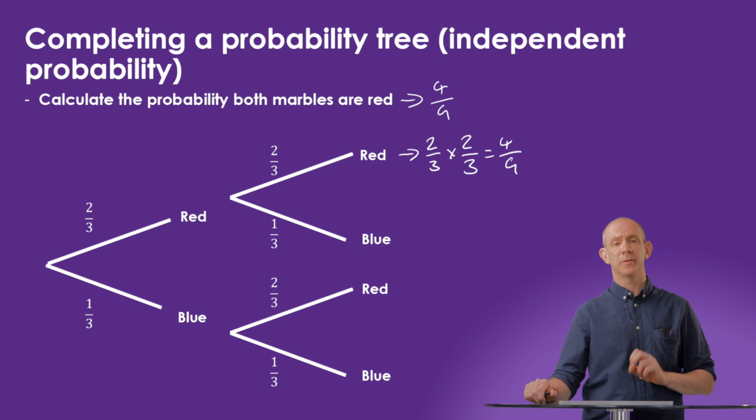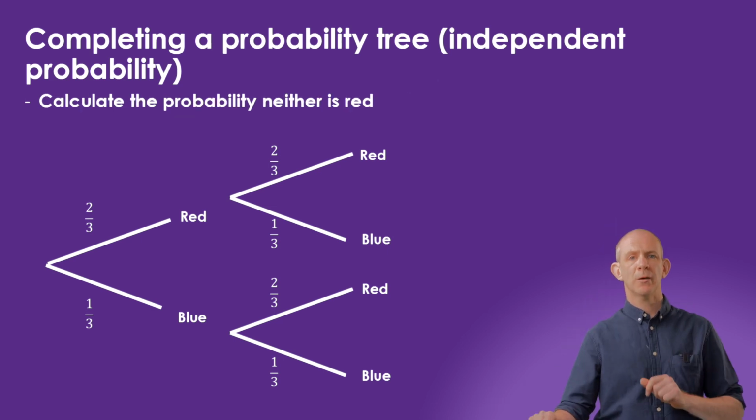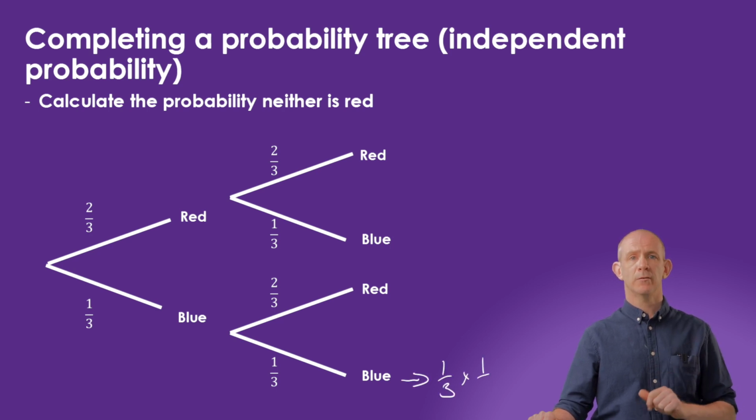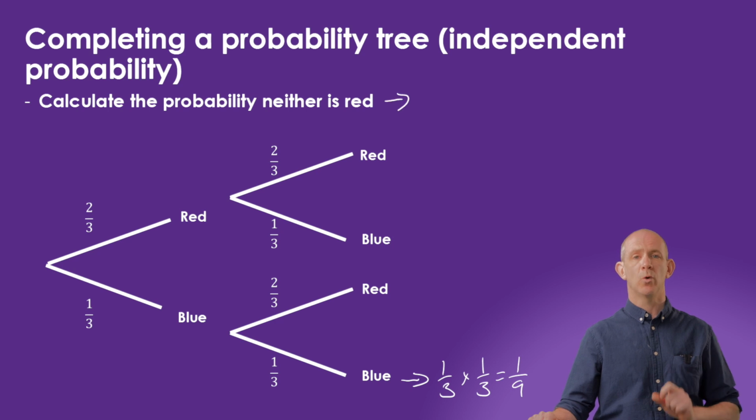Next, to calculate the probability that neither is red, we should be able to recognise that the chance that neither is red is the same as both being blue, which would mean to take these branches at the bottom, meaning blue, blue, and will give us 1 over 3 times 1 over 3 to give 1 over 9. The chance that neither marble is red will be 1 over 9.